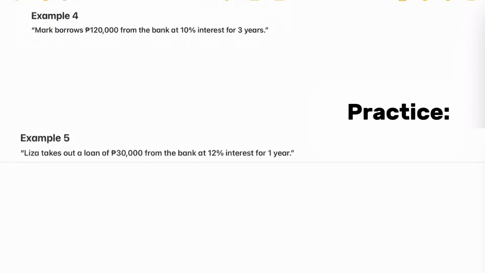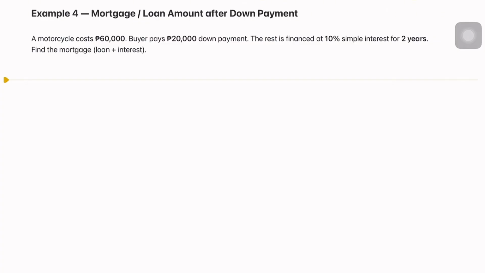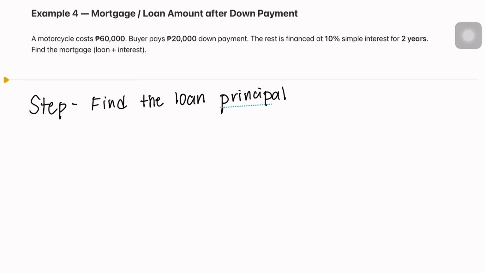Try to practice yourself. Moving on with our fourth concept, which is mortgage. Example, a motorcycle costs 60,000 pesos. Buyer pays 20,000 down payment. The rest is financed at 10% simple interest for 2 years. Find the mortgage. So, step 1, let's find the loan principal.